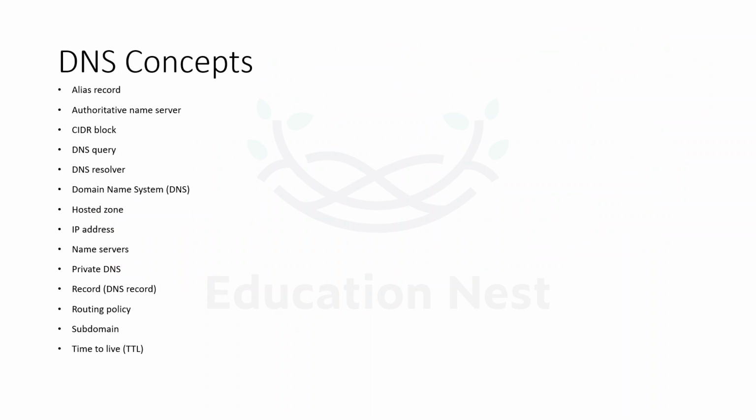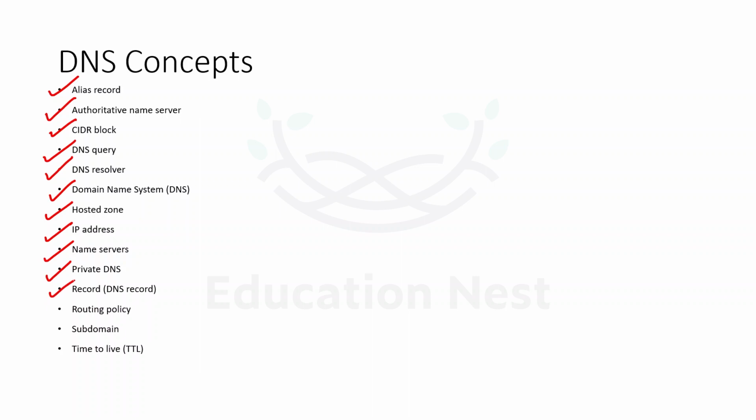The next topic is the DNS concepts. So what are the different DNS concepts that we have over here? We have to understand alias record, authoritative name server, CIDR block, DNS query, DNS resolver, the DNS itself, hosted zone, IP address, name servers, and private DNS. Here, with the help of Route 53, you can have a private hosted zone as well as a public hosted zone. So what are those? We would be understanding that.